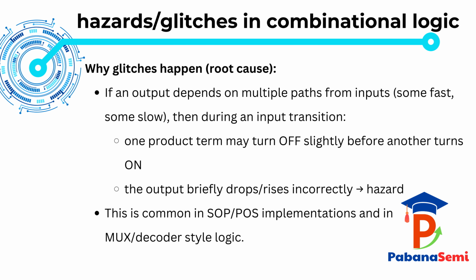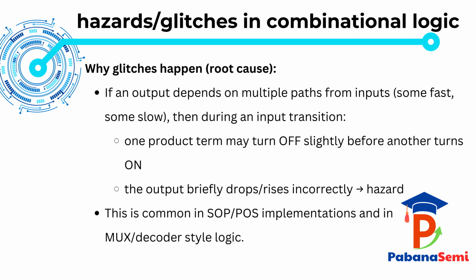Now let's understand the root cause of glitches in combinational logic. A glitch occurs when an output depends on multiple signal paths from the same input, and those paths have different propagation delays. In real hardware, some paths are faster, some are slower. So when an input changes, signals do not arrive at the output at exactly the same time. During that transition window, one product term may turn off slightly before another turns on. Or in POS logic, one sum term may turn on before another turns off.